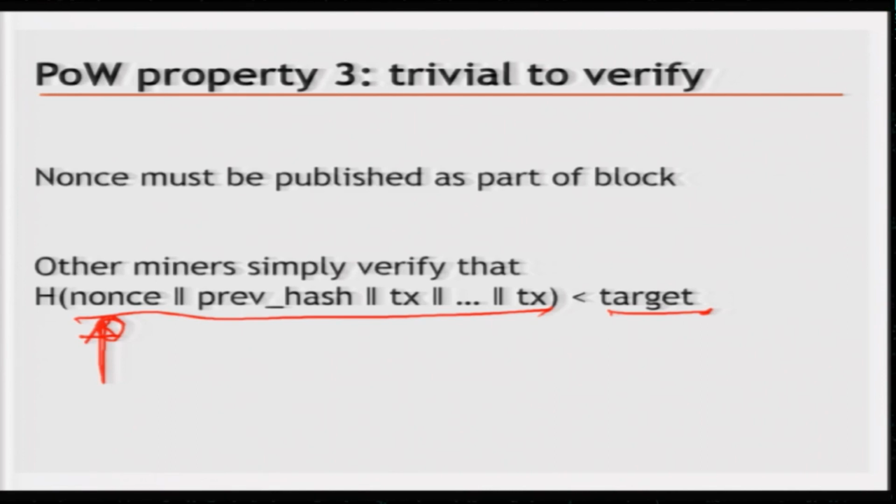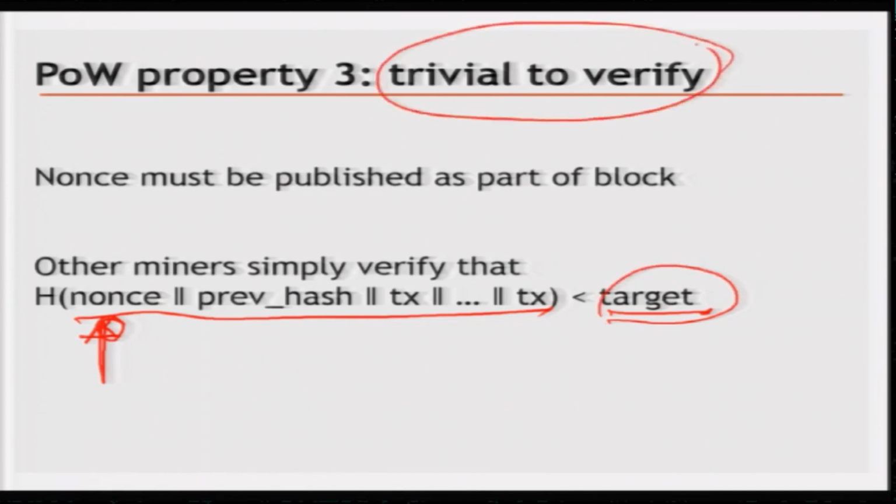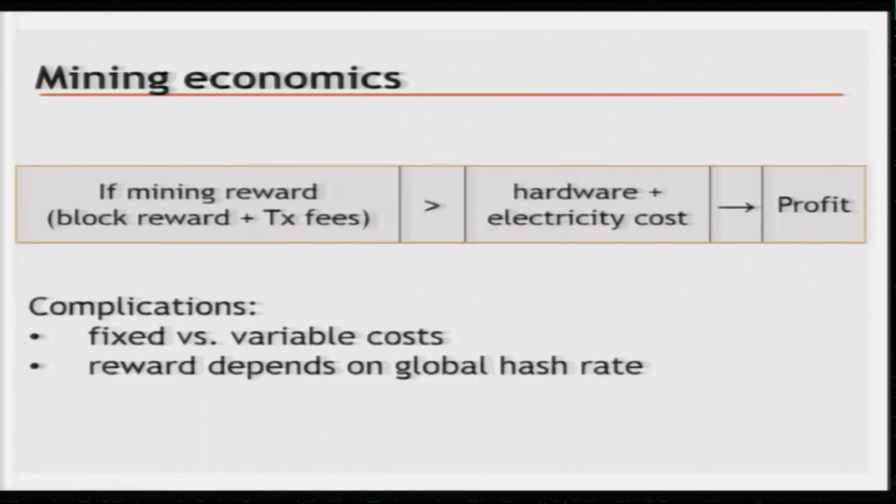See, the guy who did the mining has computed probably millions of hashes in order to reach that particular nonce. But if you are just verifying, then you have the nonce, you just plug it in and you see whether this is below the target, and that is why it's trivial to verify. Finally, the mining economics, right.